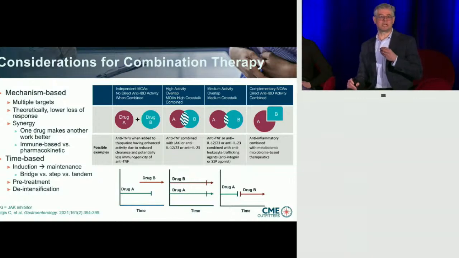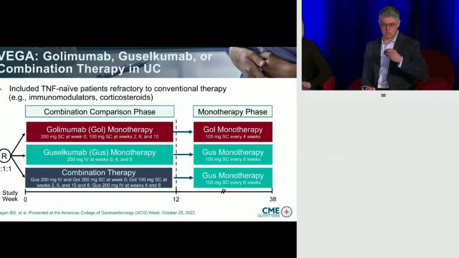Maybe synergistically they're going to work better together. Maybe there's a scientific rationale to think, well, if we block this mechanism, we will actually achieve greater efficacy from that mechanism by blocking an alternative pathway that may feed into that mechanism. And so there's a lot of different rationales as to why and how we think about combinations of advanced therapies.